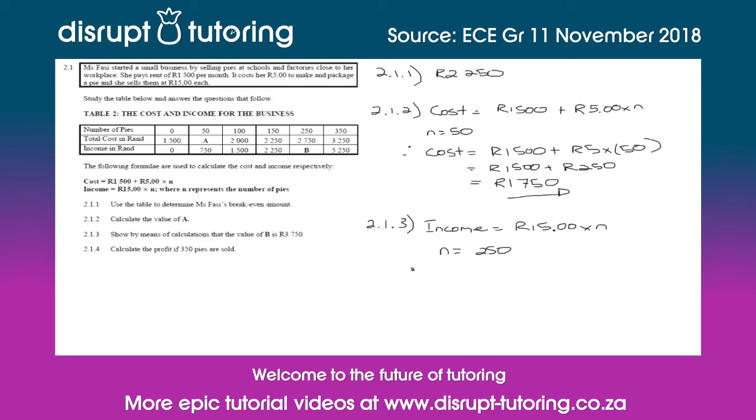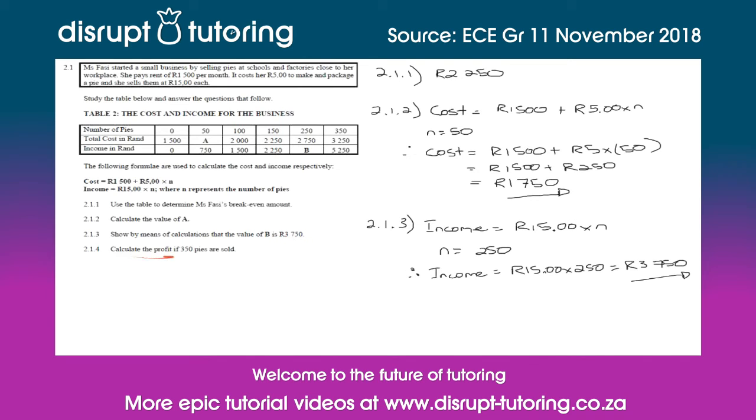So therefore income is equal to 15 Rand multiplied by 250. You can put that into your calculator and you do indeed get 3,750 Rand, which is what we needed to prove for this question.